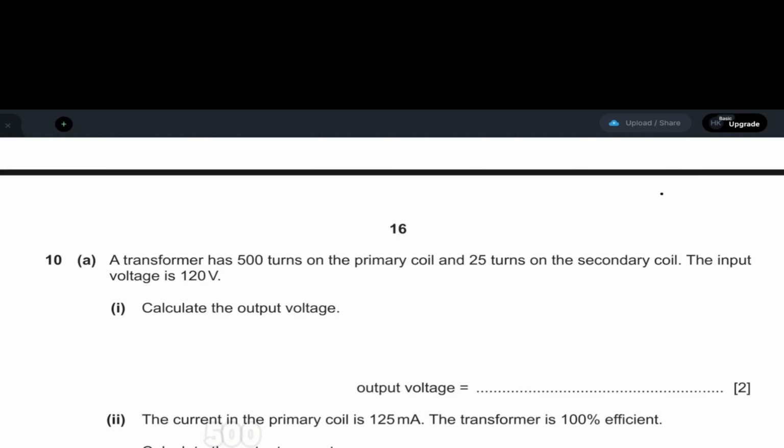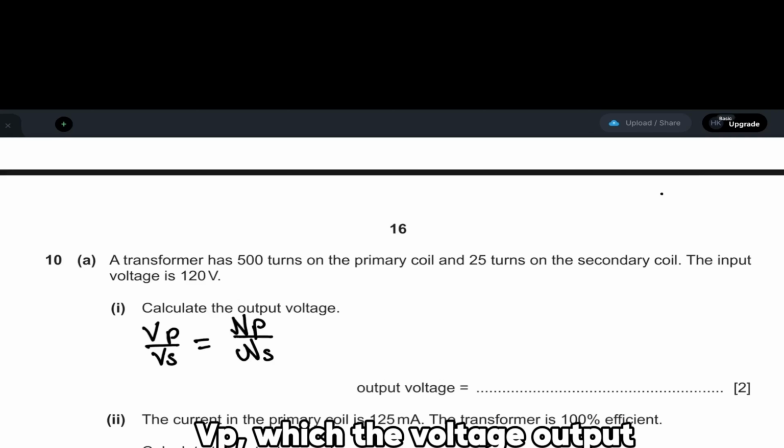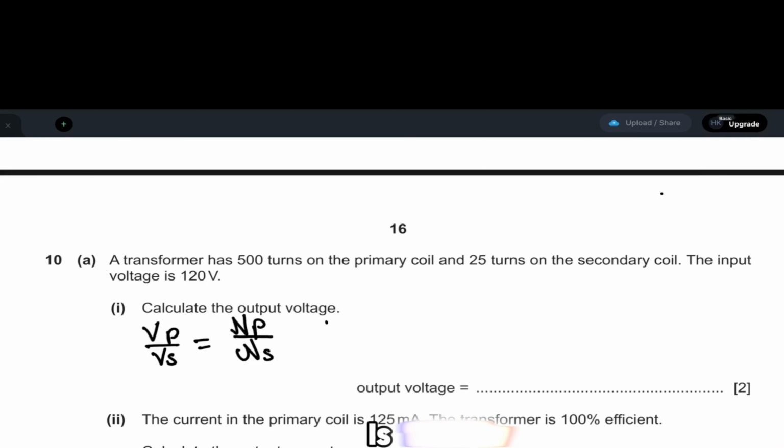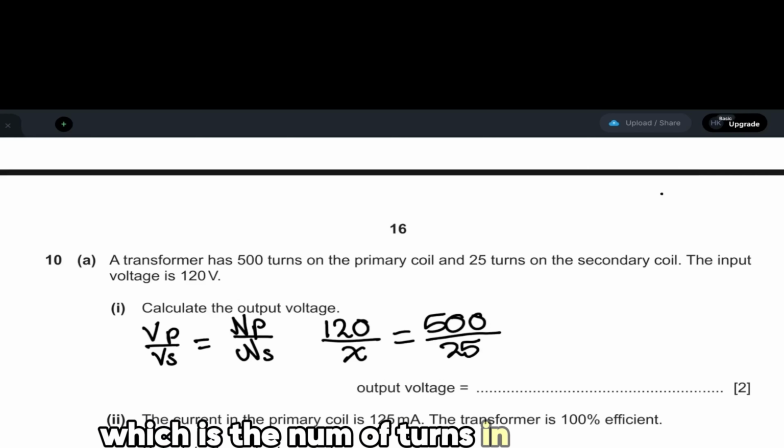A transformer has 500 turns on the primary coil and 25 turns on the secondary coil. The input voltage is 120 volts. Calculate the output voltage. So in this question, we're going to use the formula Vp over Vs is equal to Np over Ns. So Vp, which is the input voltage, is 120, over X, is equal to Np, which is the number of turns in the primary, 500, over 25, which is the number of turns in the secondary.